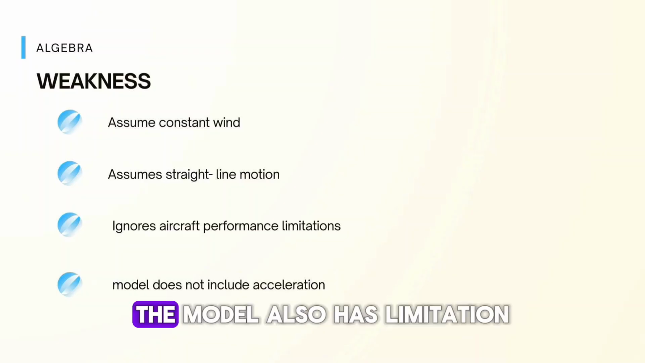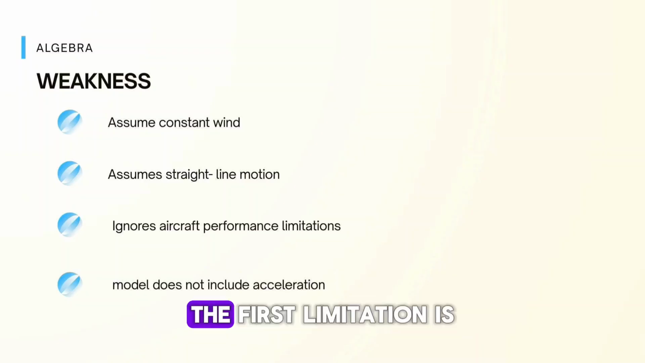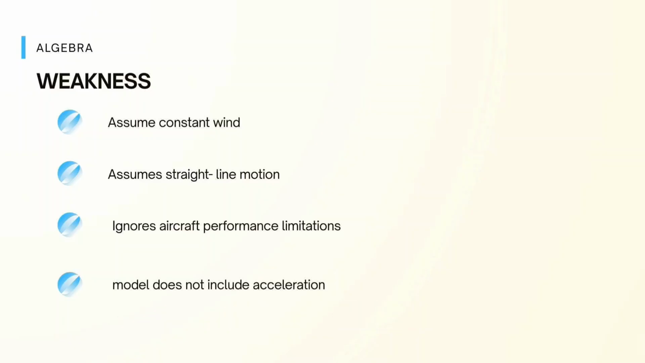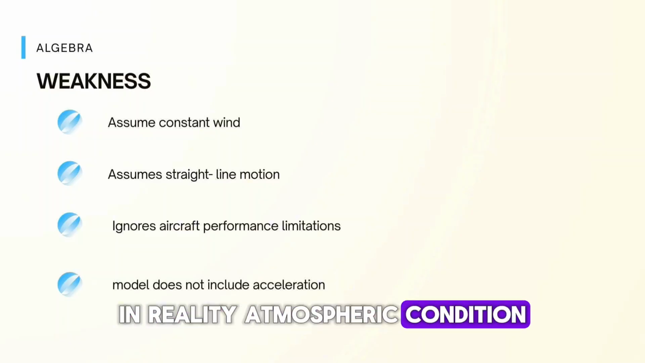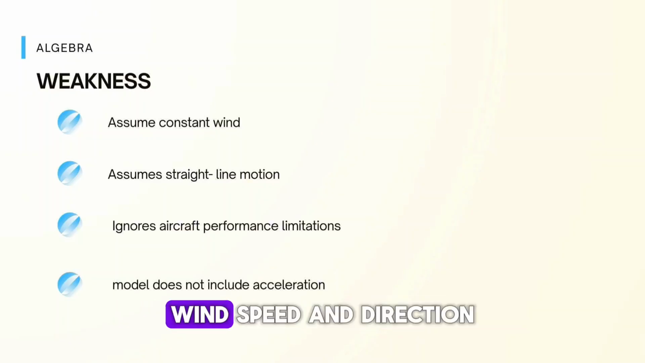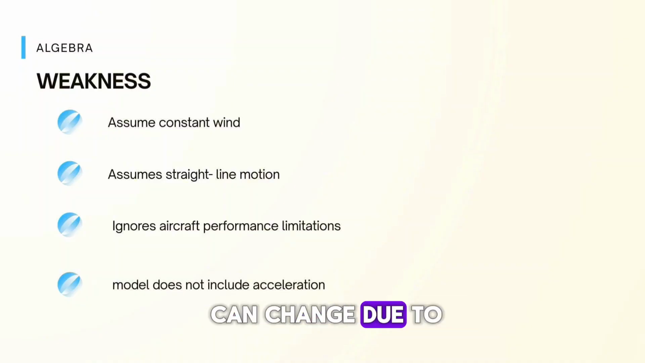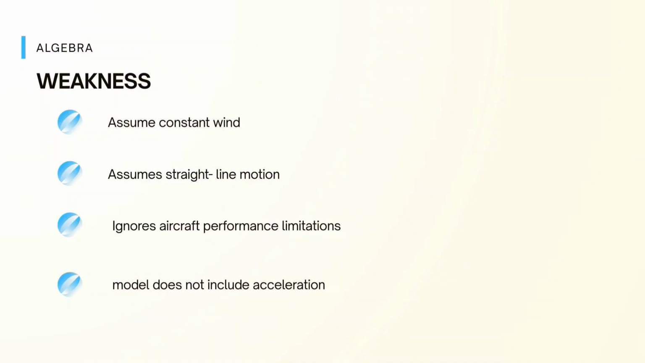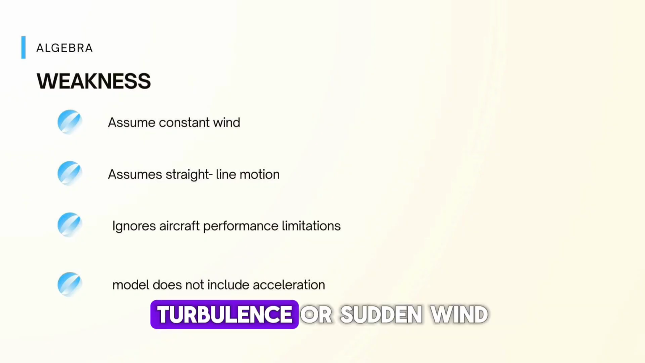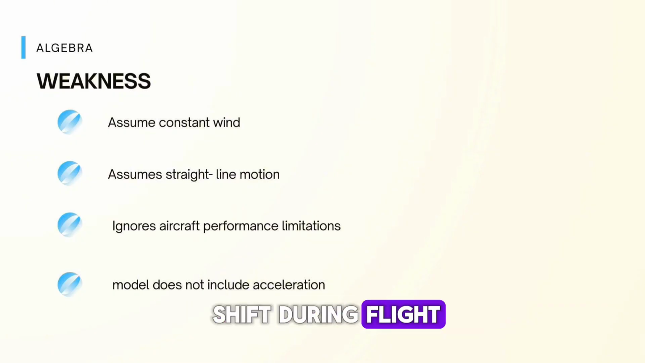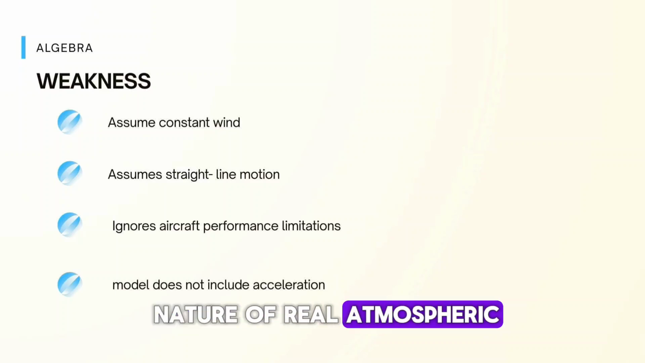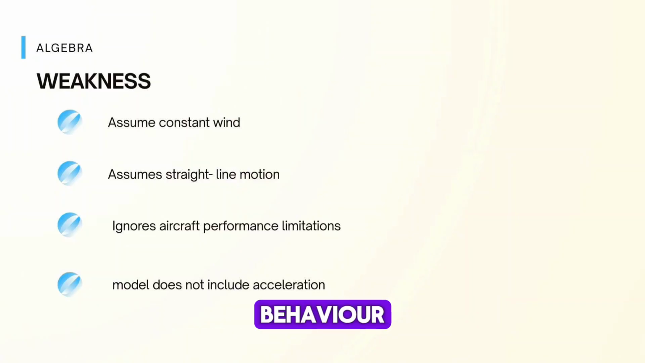Despite this advantage, the model also has limitations. The first limitation is that the analysis assumes constant wind conditions. In reality, atmospheric conditions are highly dynamic. Wind speed and direction can change due to weather systems, temperature differences, and pressure variation. Aircraft may encounter turbulence or sudden wind shifts during flight. Because this model assumes a constant wind vector, it simplifies the complex nature of real atmospheric behavior.